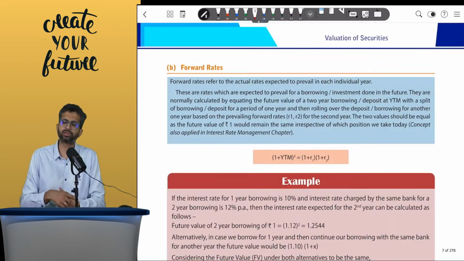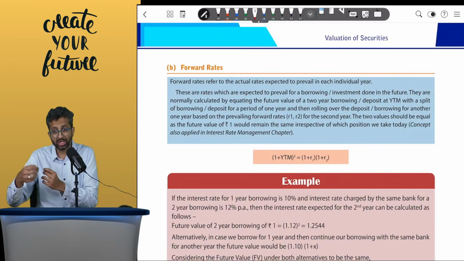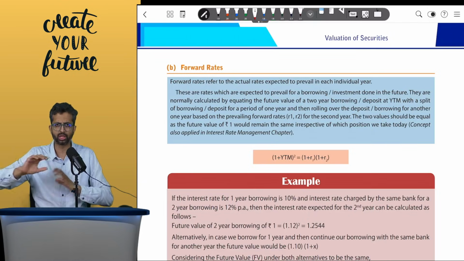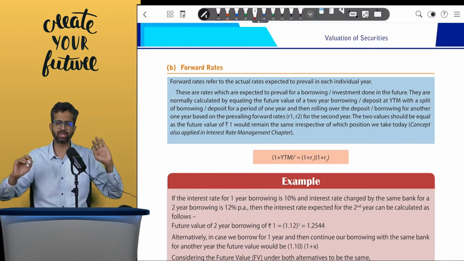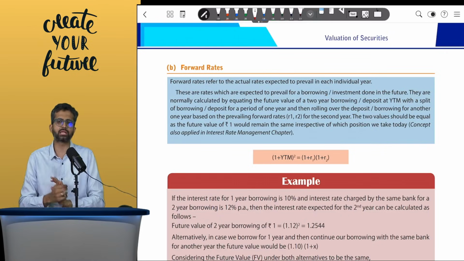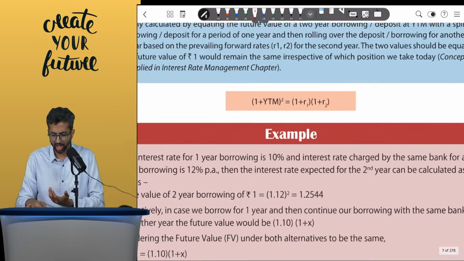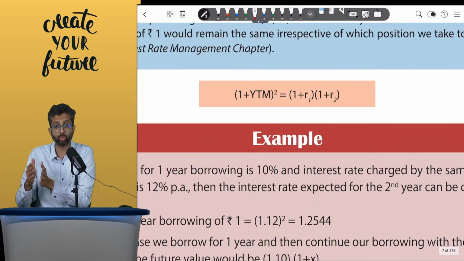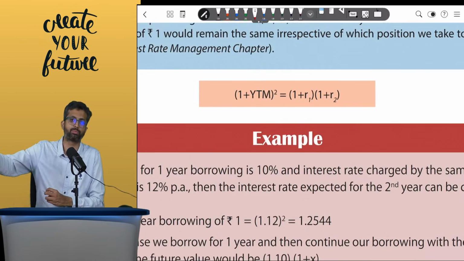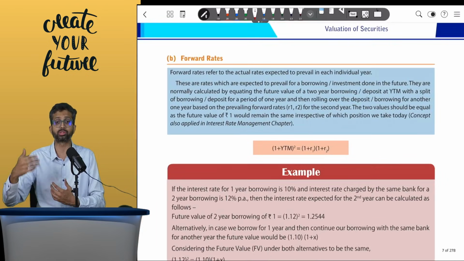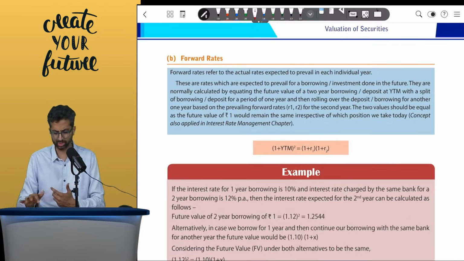Next, there is something called a forward rate. Forward rates are rates which are expected to prevail, let us say, in the second year or in the third year. YTM gives you the average rates, forward rates give you the exact rates which are expected to prevail in a particular year, which can be calculated by (1 plus YTM) squared is equal to (1 plus R1), that is rate of the first year, into (1 plus R2), and that is how you can imply the forward rate and use that, let us say, for the purpose of interest rate forward in the interest rate management chapter.